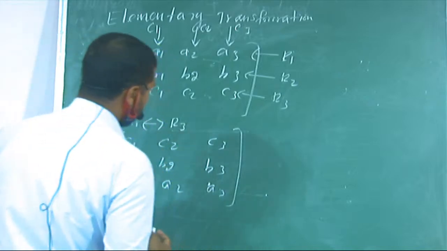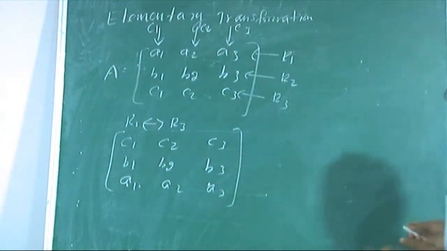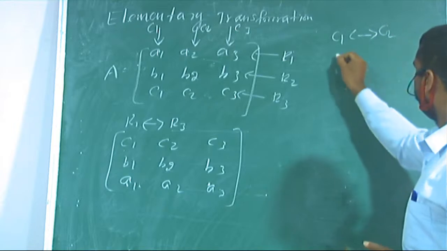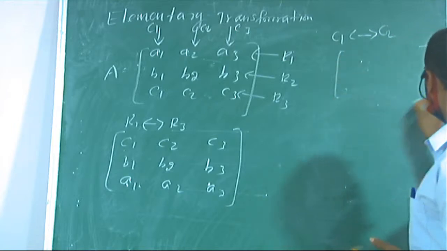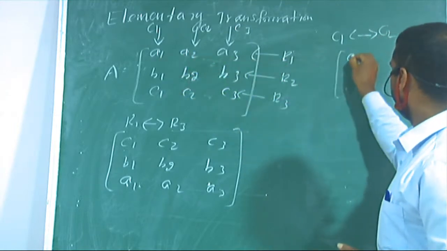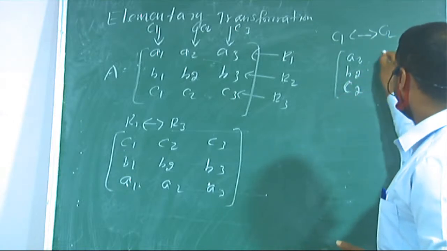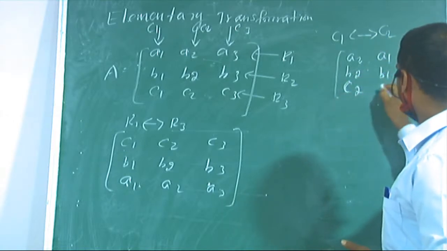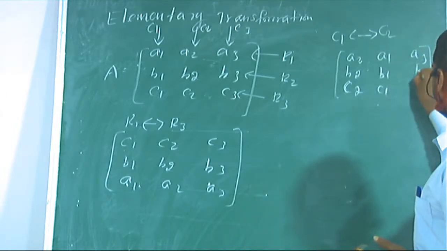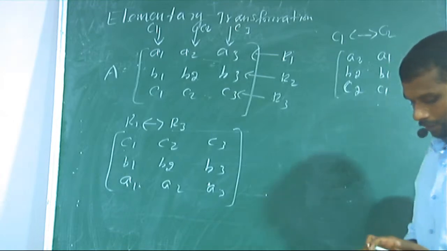Similarly, how to apply it to columns. C1 interchange C2. The new first column is the old C2, that is A2, B2, C2. Then the second column is A1, B1, C1. Column 3 stays as it is: A3, B3, C3. This is the first point.